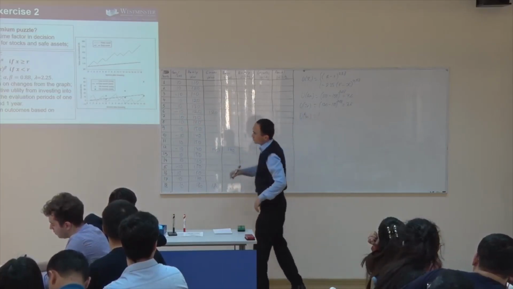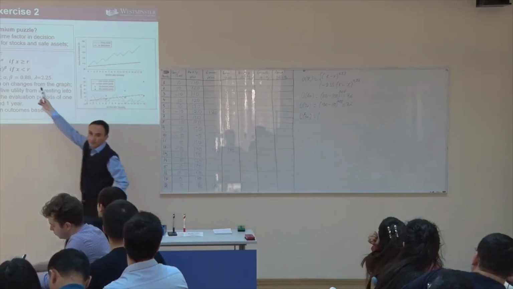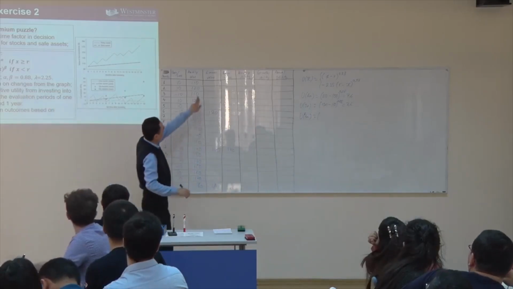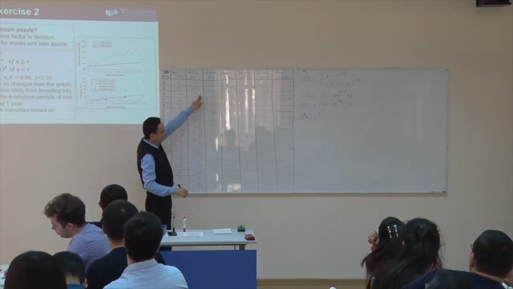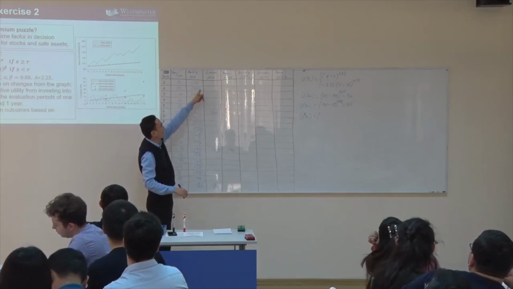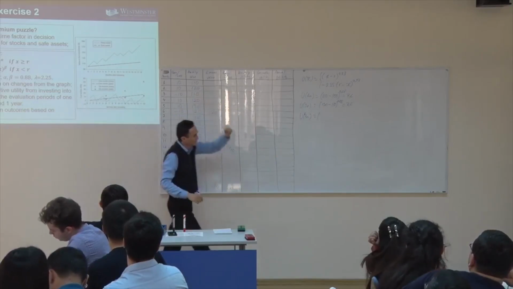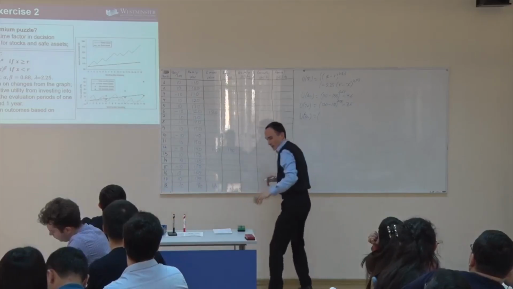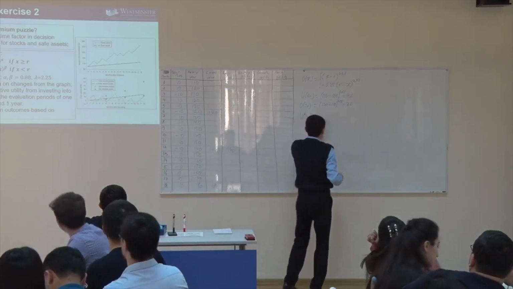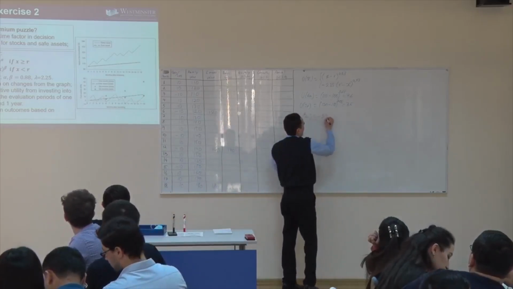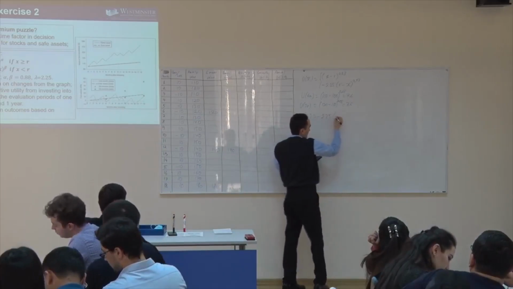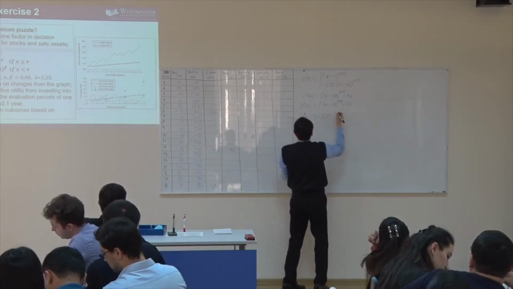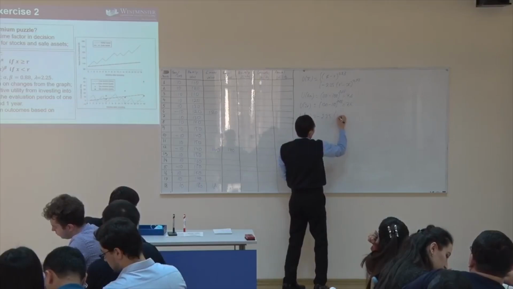So now we have to use the second formula. Why? Because our final wealth will be 110, but our reference point is 120. So, our lambda, minus 2.25 times, final wealth is 100, reference point is 120.